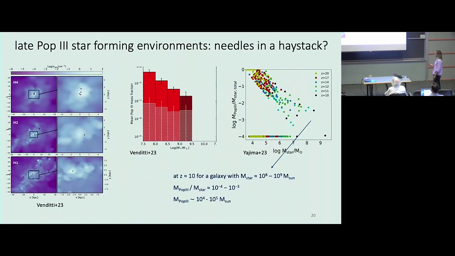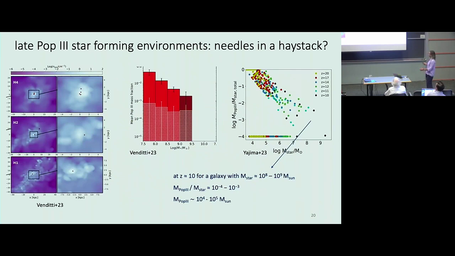So Alessandra has made a detailed study of the properties of these Pop III star forming regions at late times, that they may be hosted in the outskirts of massive galaxies in the epoch of reionization. You see here some examples.